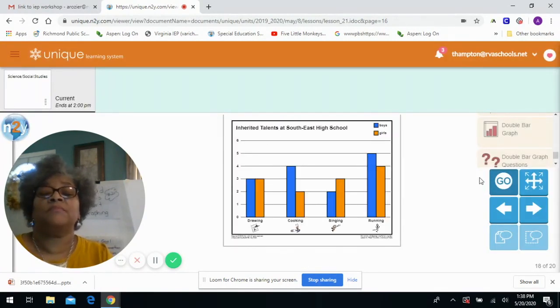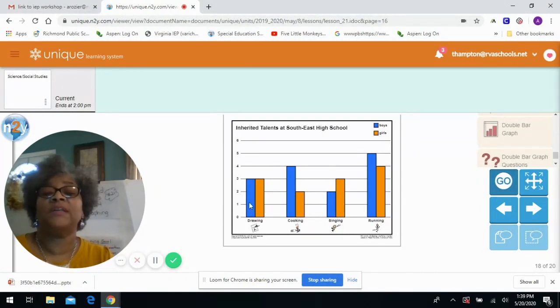Let's read the double bar. Now you have a double bar here. We still have the amount of people that you are surveying, and it's called Inherited Talents at Southeast High School. Okay, we have students that can draw, cook, singing, and running.